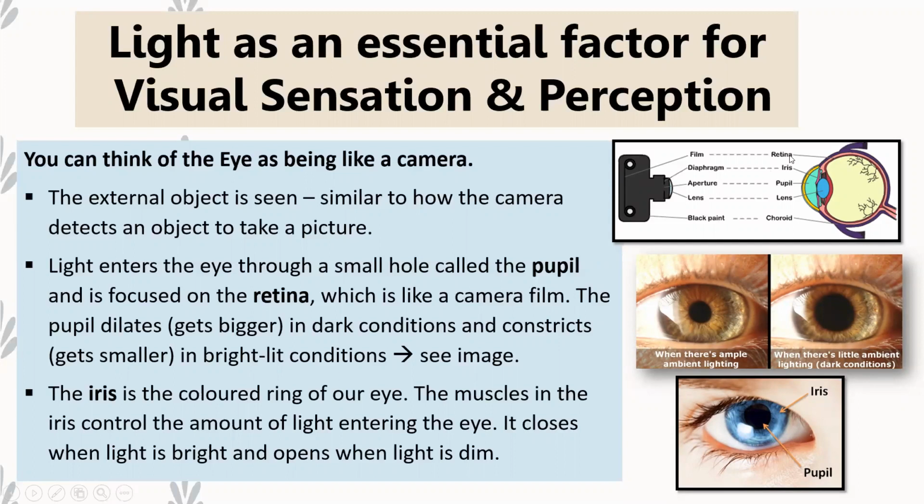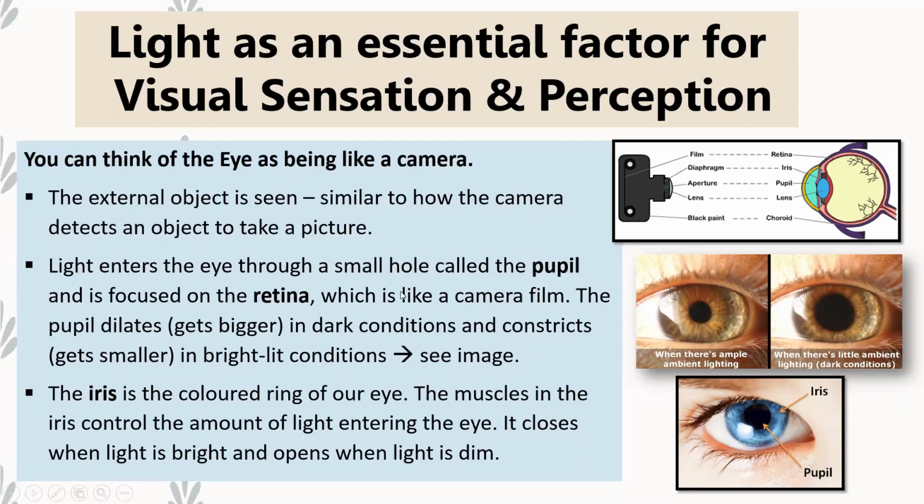And there are other parts of the eye as well. I'm not going to talk about these right now. We are going to cover them in the next few slides, okay? But when you think about your eyes, think of your eyes as being very similar to a camera, okay? When you detect an external object in your environment and when it catches your attention, just like a camera kind of detects that object, your eye kind of detects that object as well, okay?